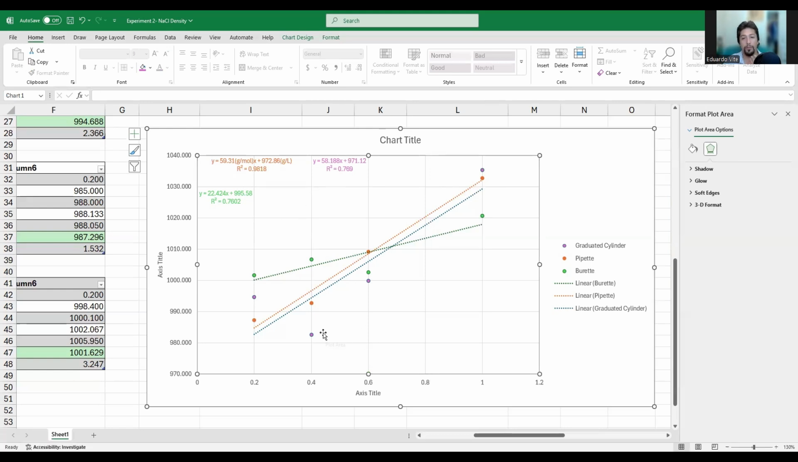So now you have your 3 data sets. Now you have your 3 trend lines. Now you have your 3 R squared values. And you can see that one data set is a little weird, right? This one is like 22.424. That's way off from the accepted molar mass of NaCl, which I believe is 58.44. Check me on that, but I know it is 58 something. You can see this one is a little closer, 59.31. And finally, this purple one is 58.188. So we know some stuff.